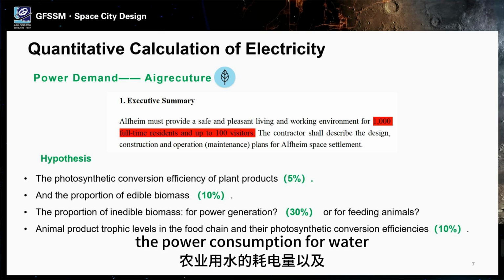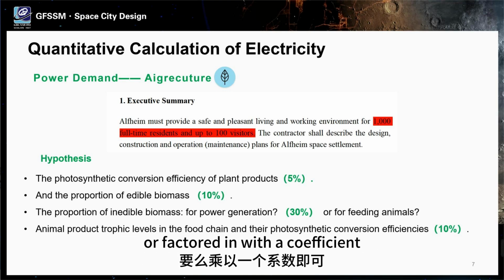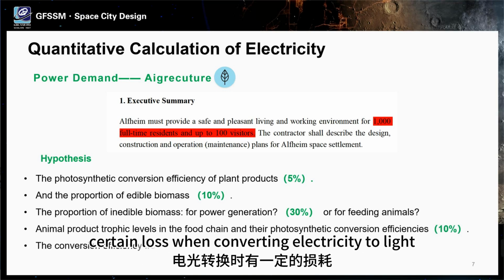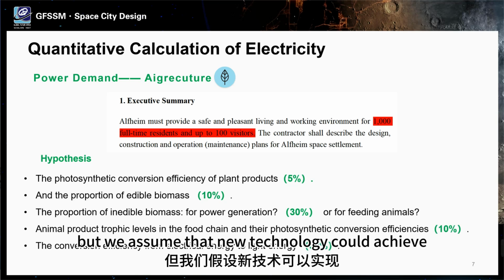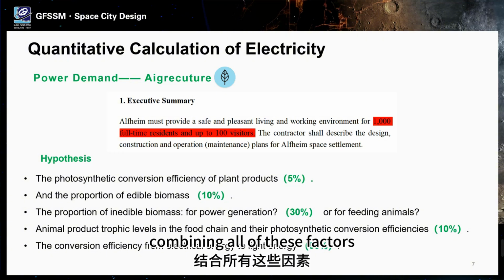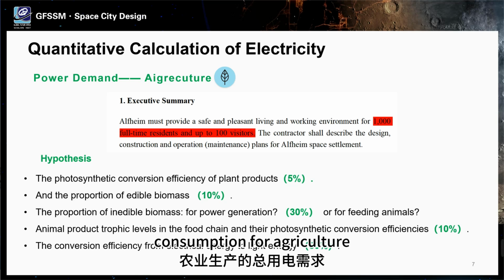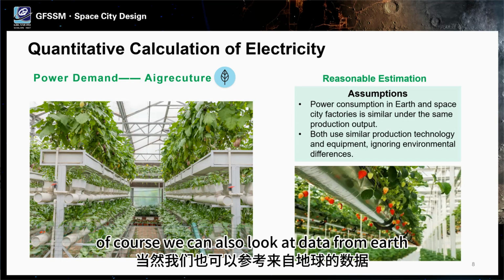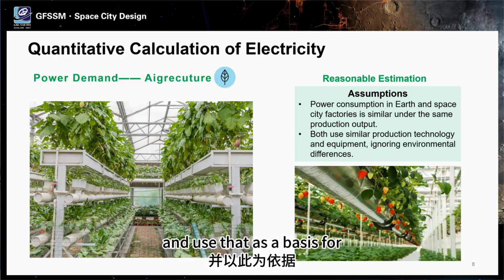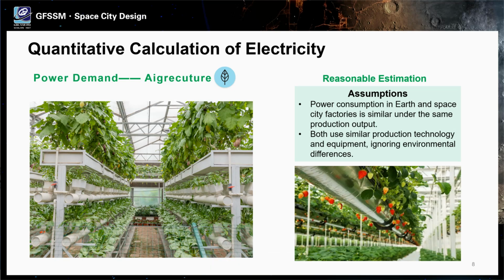The power consumption for water, fertilizer, and facilities can either be ignored or factored in with a coefficient. There is also a certain loss when converting electricity to light, but we assume that new technology could achieve 50% conversion efficiency. Combining all of these factors, we can calculate the total power consumption for agriculture. Of course, we can also look at data from Earth, such as the power consumption of vertical farms, and use that as a basis for estimating the agriculture power needs for the space city.